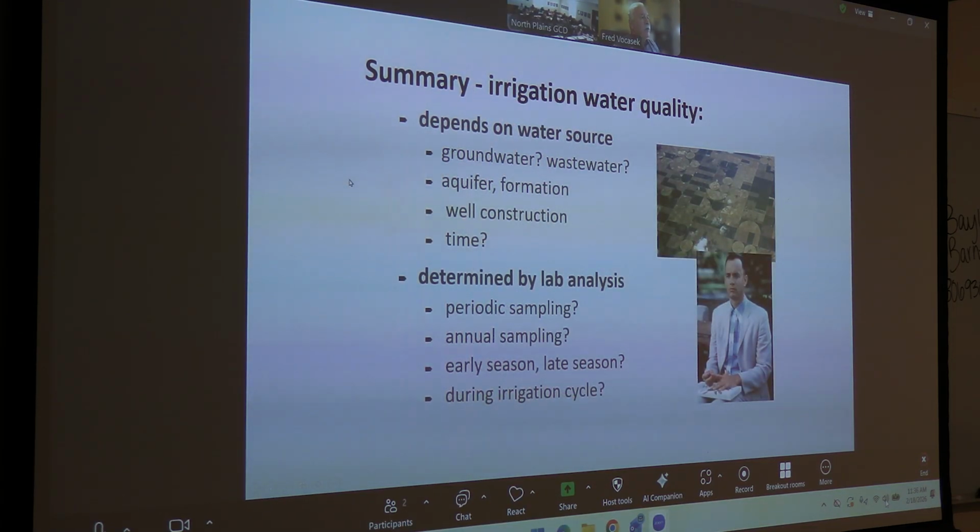So to summarize this section here, irrigation water quality depends on the source. Is it groundwater or wastewater? Depends on the aquifer, the formation, well construction, how deep, the extent of the gravel pack and the screen section, where it's grouted off, and also time. And that's one of the things that can be a problem, because when we're across multiple aquifers, we can see water quality changes over time.